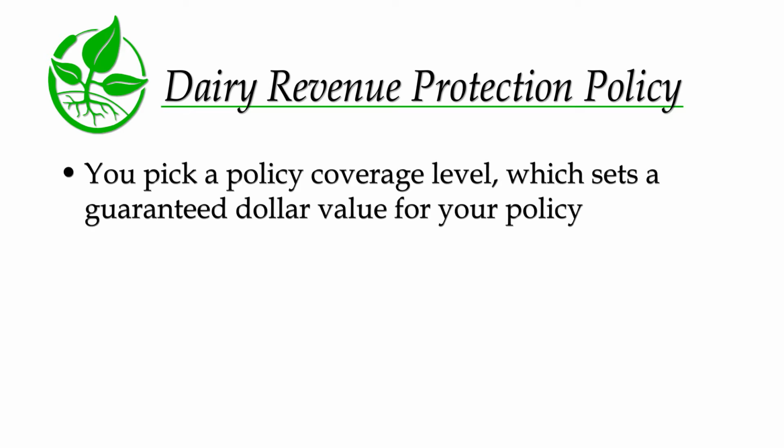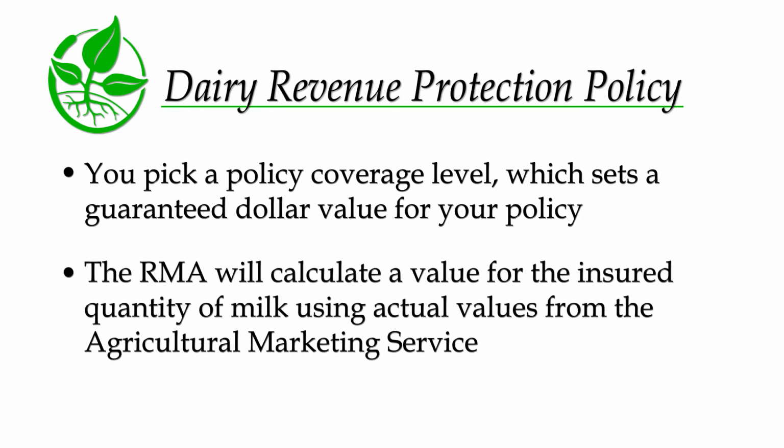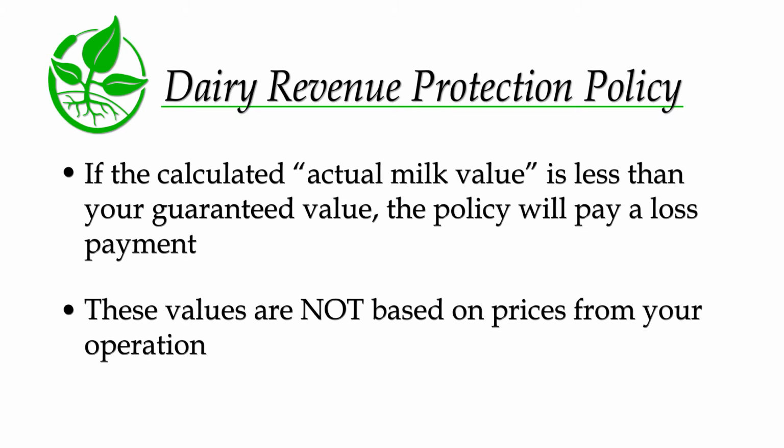You pick a policy coverage level. That sets a guaranteed dollar value for that quarter. When that insured quarter has passed, then the Risk Management Agency will calculate a value for the insured quantity of milk using actual values from the Agricultural Marketing Service. If the calculated actual milk value is less than the guaranteed value, then the policy will pay a loss payment. Once again, these values are not based on prices from your operation. They're based on the Chicago Mercantile Exchange and the Agricultural Marketing Service prices.